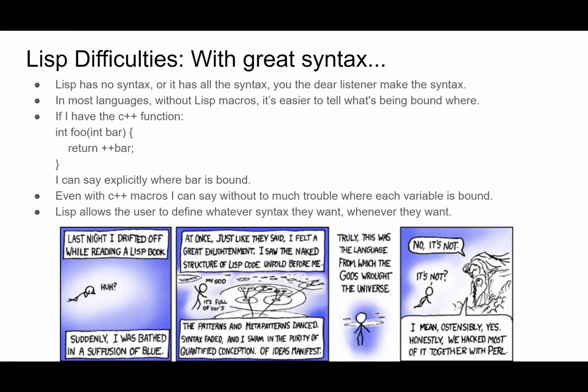Now, the Kythe indexer for C++ doesn't handle macros well, but they're not very complicated. On the other hand, you can do whatever you want in Lisp. You can do string cat if you wish. So Lisp allows the users to define whatever syntax they want whenever they want.